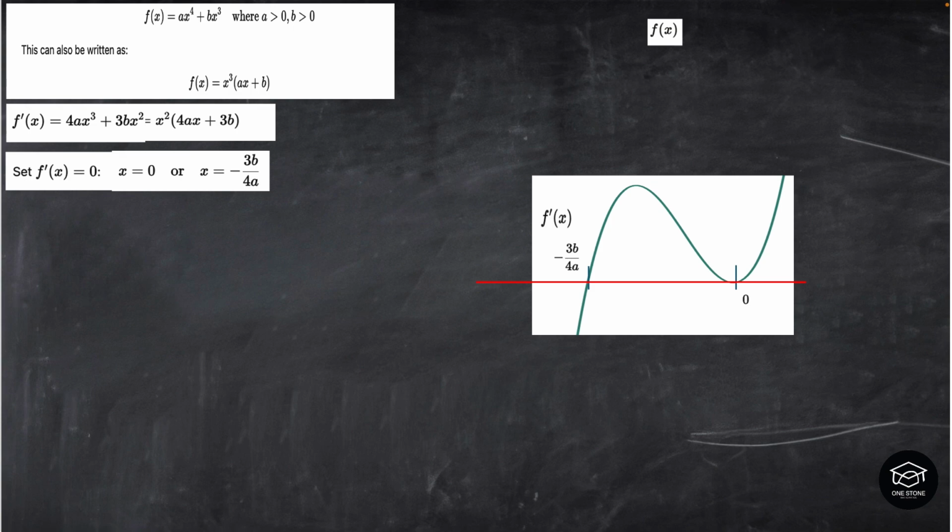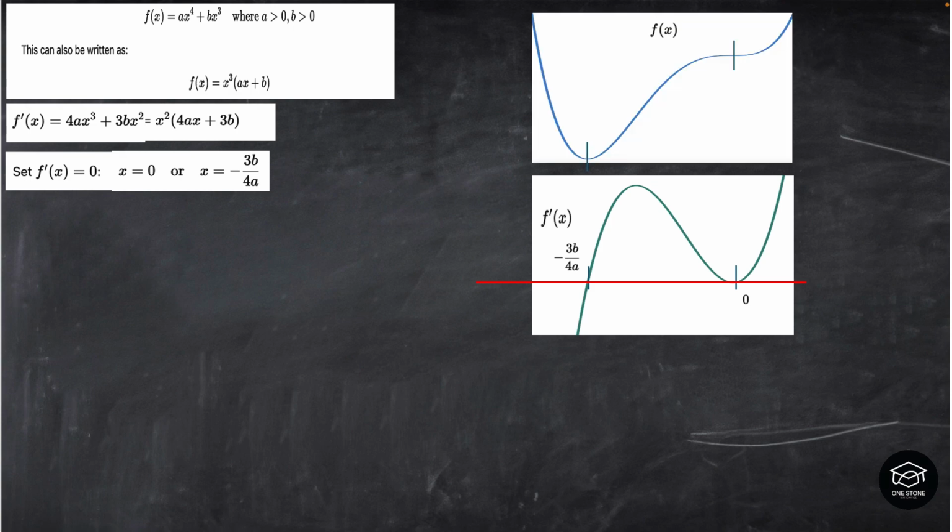This tells us that there is a local minimum at x equals negative 3b over 4a, since the derivative changes from negative to positive at that point. At x equals 0, the derivative is 0, but since it does not change sign, there is no local maximum or minimum there.